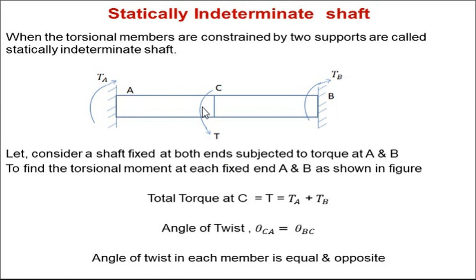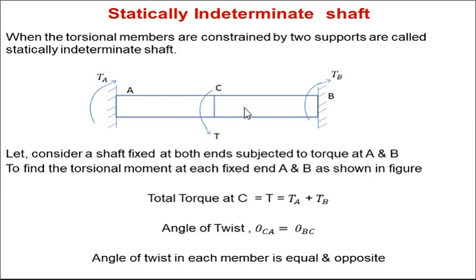So the total torque at this center point C is capital T, which is the total torque applied, and that total torque is the combination of torque at end A and torque at end B. So the total torque at point C is equal to TA plus TB. So total torque T is equal to TA plus TB, and in this case the angle of twist is equal for both of these members.